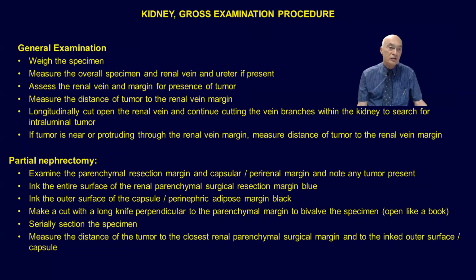Okay, so first we are going to have this summary of the gross examination, continuing with the same kind of order in the protocol, starting with the weight of the specimen, measurement, especially of the renal vein and ureter, if present. And this is very important.